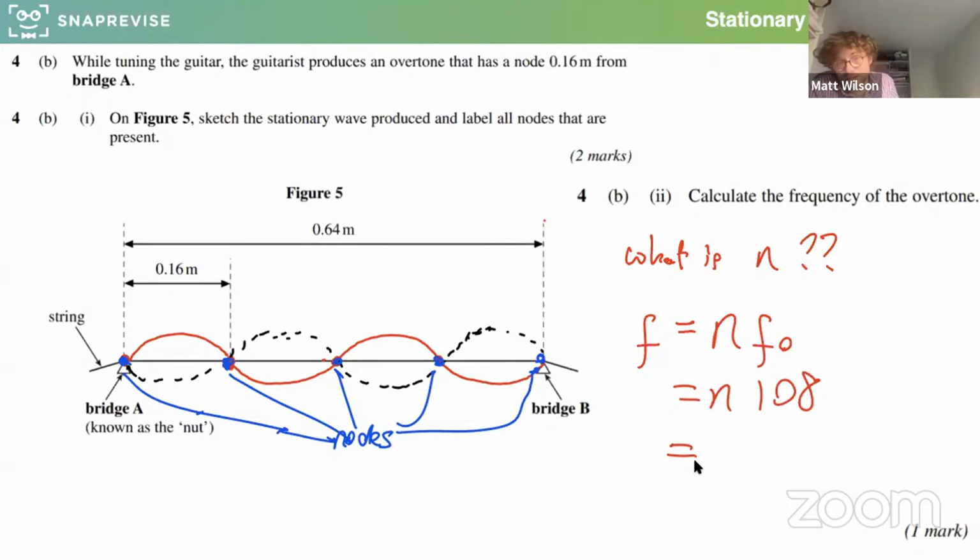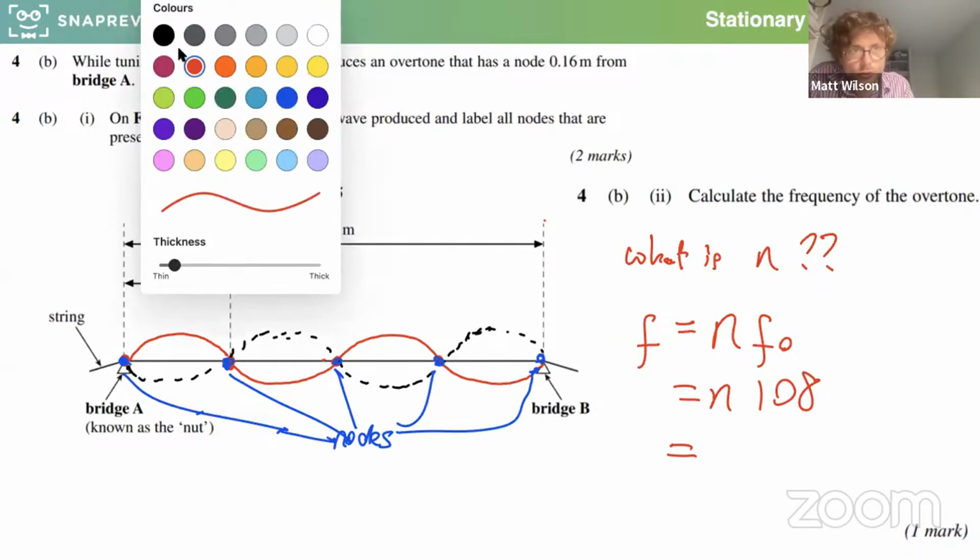Are we at the second harmonic, the third harmonic, the fourth harmonic, the fifth harmonic, the sixth harmonic? What one are we on? Yeah, good. Absolutely right. We're at the fourth one.